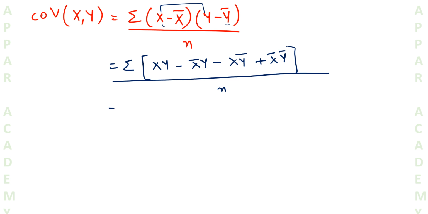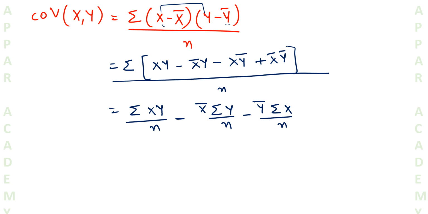upon n. Now we know that x bar is a constant and similarly y bar is also a constant. So this becomes summation xy upon n, minus, now we need to sum it up, x bar is a constant so we can take it outside, so x bar into summation y upon n, minus, again y bar is a constant, a number, whatever the mean of y turns out to be, so this is y bar into summation x upon n, plus, now x bar into y bar together is again a constant. So we are summing this constant n times.